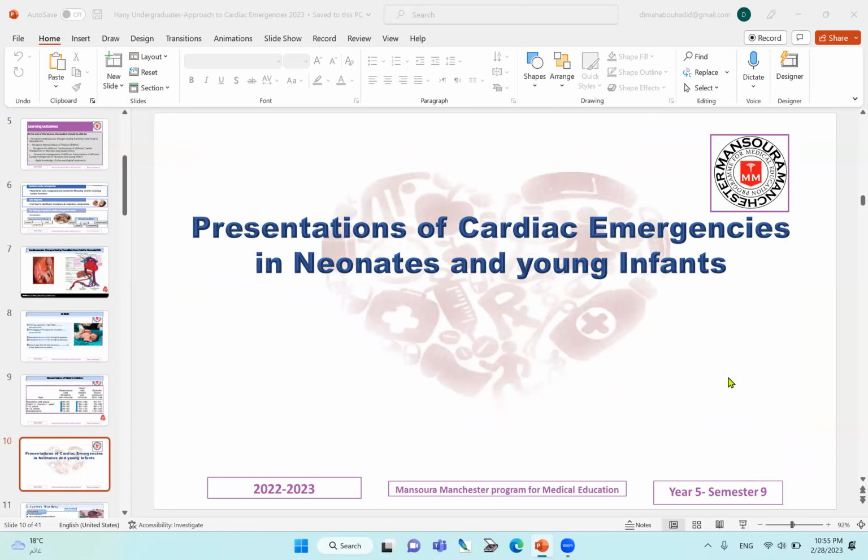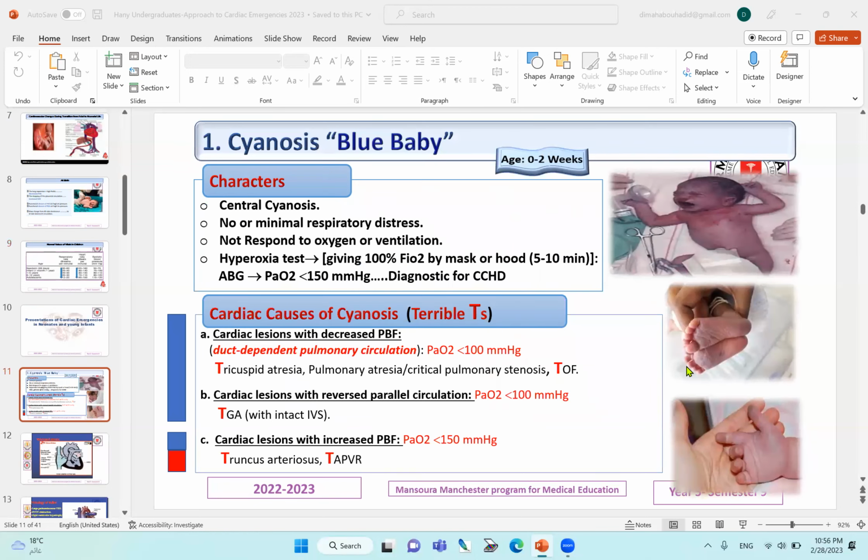This is the presentation of cardiac emergencies in neonates and young infants. The first presentation occurs in the first weeks of life as a cyanotic baby or the blue baby. Here the baby comes to you after birth or a little period after birth, in the first weeks of life, with central cyanosis, no or minimal respiratory distress, and this is very important because here the cause of cyanosis is the heart and not a pulmonary condition. There is no response to oxygen or ventilation; when I put oxygen on him, there is no improvement.